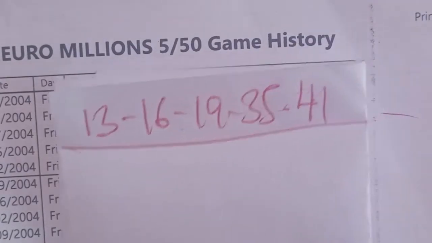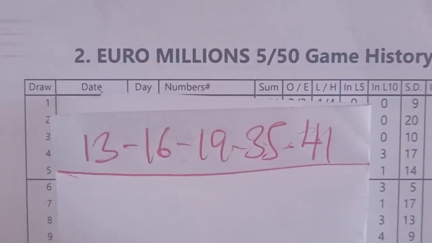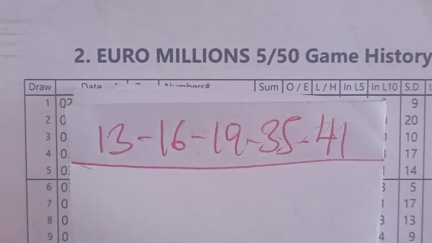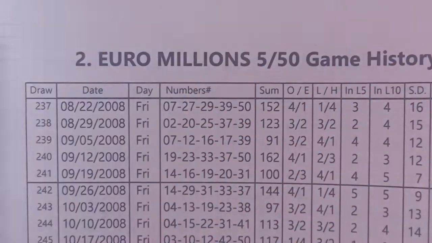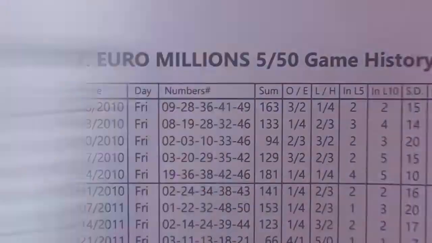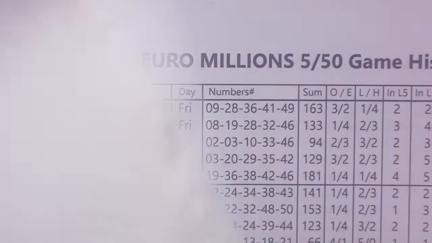Based on this result, I want to make some predictions for you to get some winning tickets for today. So let's go to the results history, and as we are having it here, which is results number 265. 265 for the Euromillions lottery.